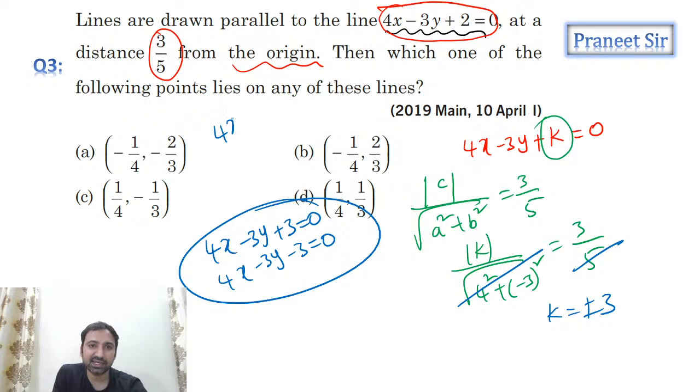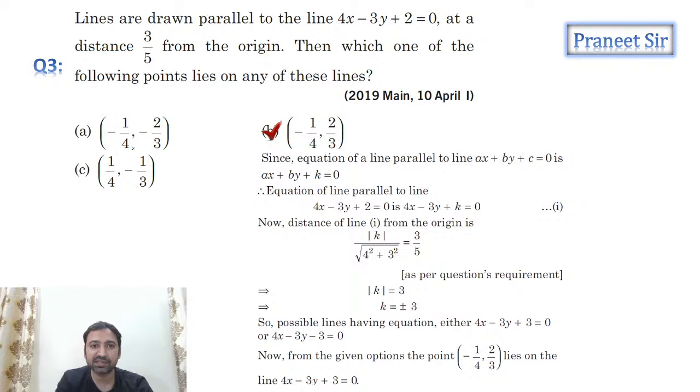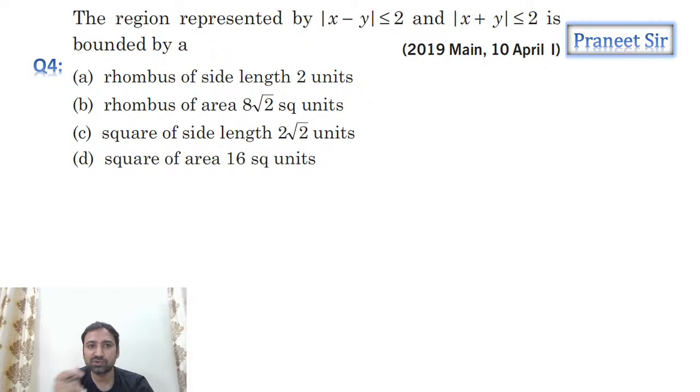So basically we need to get 4x minus 3y equal to plus or minus 3. When we calculate 4x minus 3y for the first option, it is not at all equal to plus or minus 3. Same way, for the second option, if you calculate with minus 1 by 4 and 2 by 3 and substitute here, we're getting minus 3. So the second option is satisfying it. Exactly. If you verify the options, the second option is satisfying and all the remaining options are not satisfying it. That's it. The second option is the answer. Chalo, let's move to the next one.